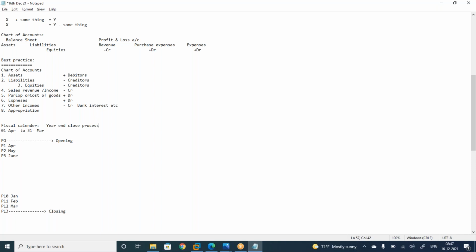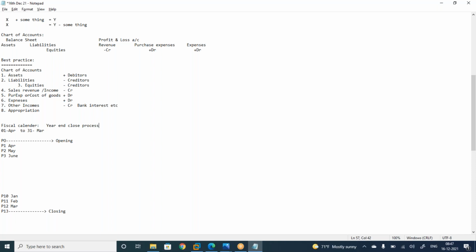If it is India, it is April to March. If it is some other country, like Dubai or the Gulf countries, it is January to December. If it is USA, suppose Microsoft is following July 1st to June 30th. So if anyone knows about Microsoft, Microsoft follows 1st July to 30th June.